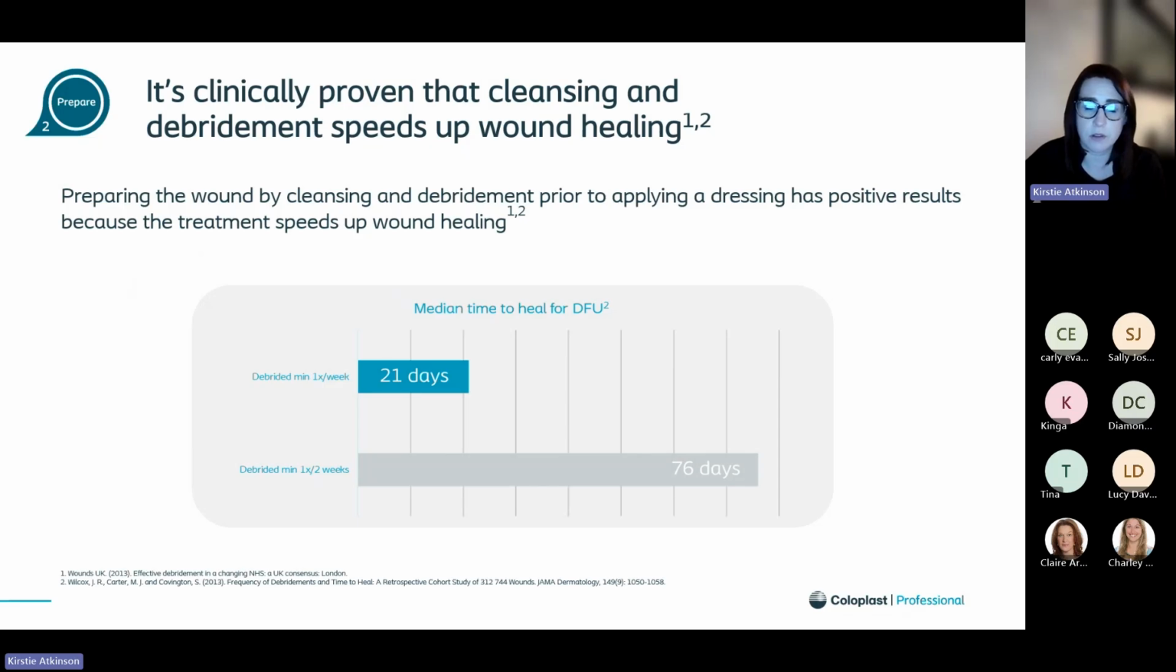So the screen that you've got on at the moment is a snapshot from the Wilcox study that was done in 2013, which was done on multiple wounds over a prolonged period of time. And what they found was that in diabetic foot ulcers, if wounds were debrided a minimum of once a week, the median time for healing was 21 days, whereas if wounds went 2 weeks with only one episode of debridement, the average wound healing was 76 days. So it is quite a considerable difference if you do wound preparation and debride your wounds to if you don't.